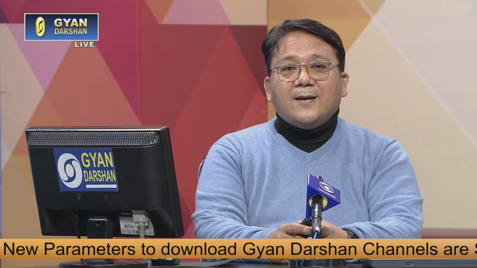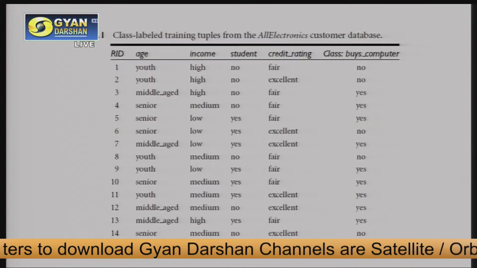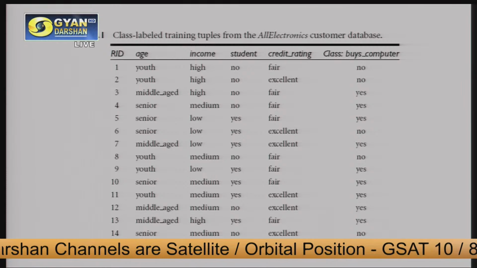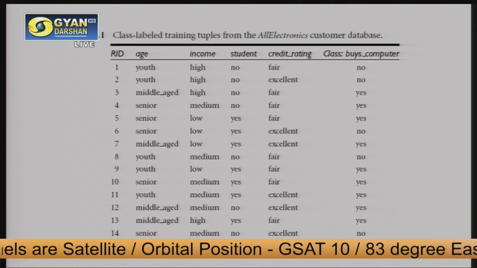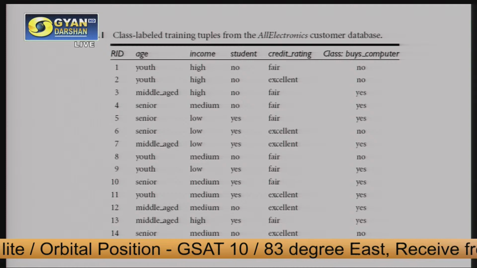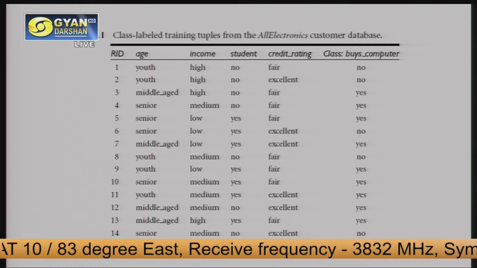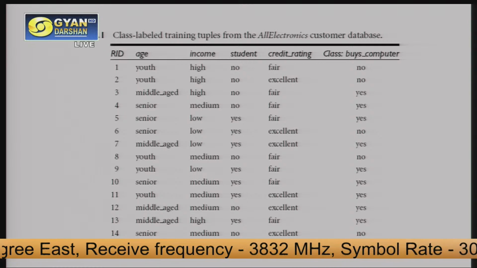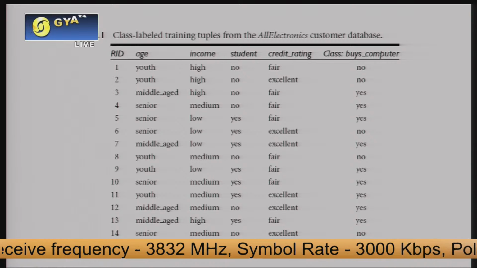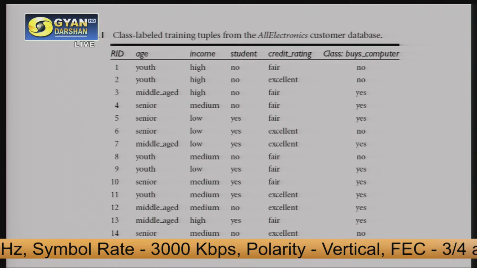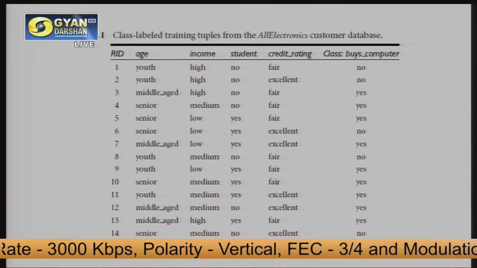Okay, so now let's look at this particular table where you can see that we have 14 tuples here. Starting with the RID, that is the row ID, we have age as one attribute, we have income, we have student, we have credit rating, and finally we have the class label, that is whether the particular student is going to buy a computer, yes or no.